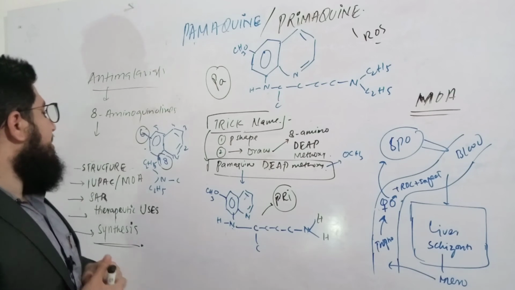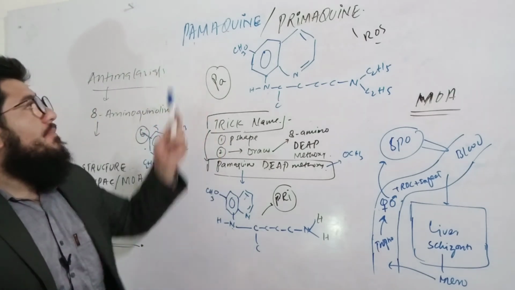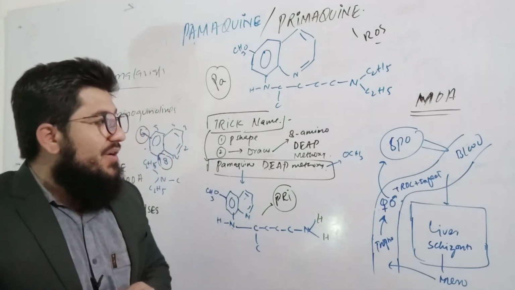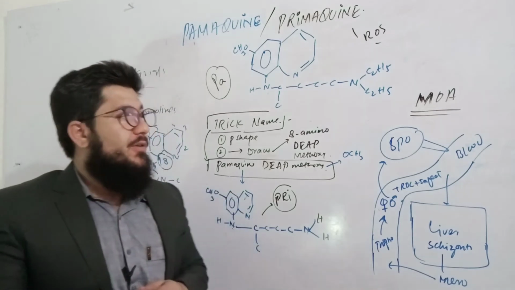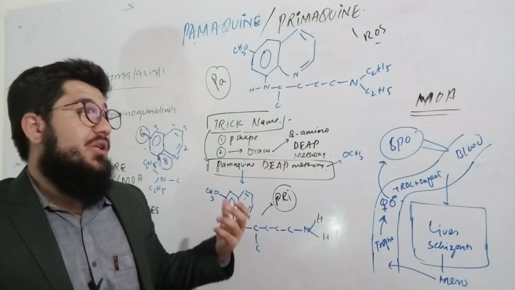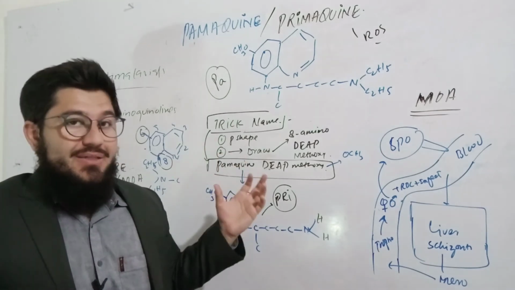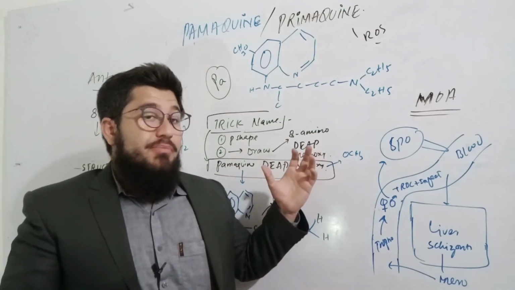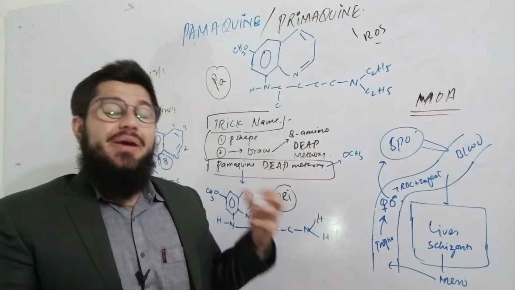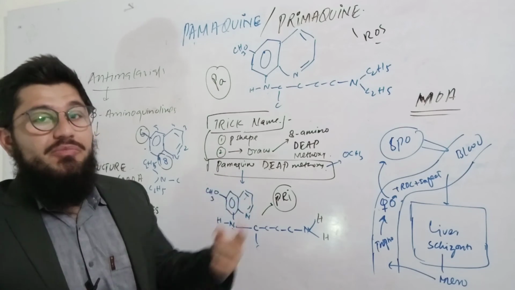Now let's come towards the mechanism of action. Very simple. Regarding pamaquine, it is believed that it is acting on two spots. First, let me give you the idea of the parasite. That is actually the malarial parasite. Let me give you the idea of this parasite first of all, because if you don't have the idea, then you are not able to understand the mechanism. So let me give you a short, brief idea regarding the life cycle of the malarial parasite.